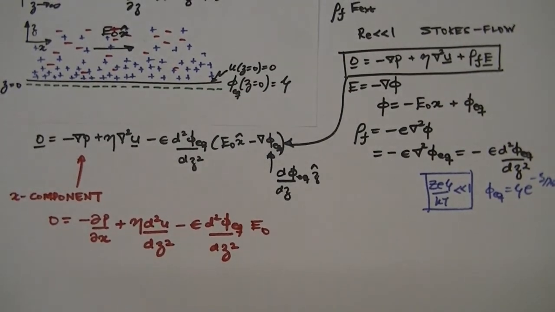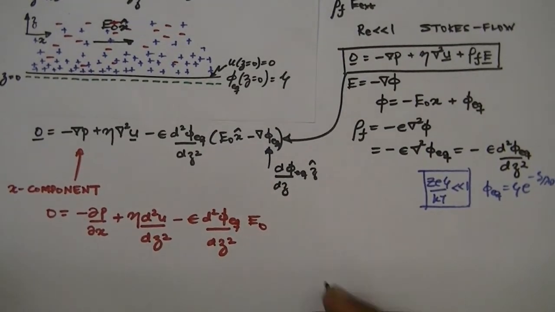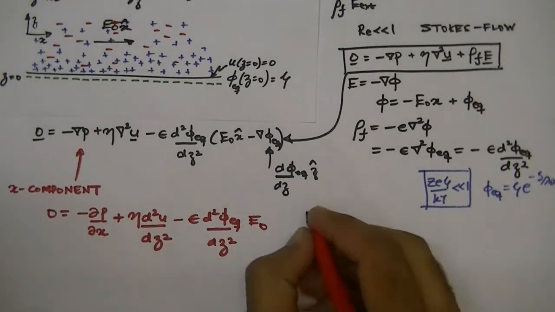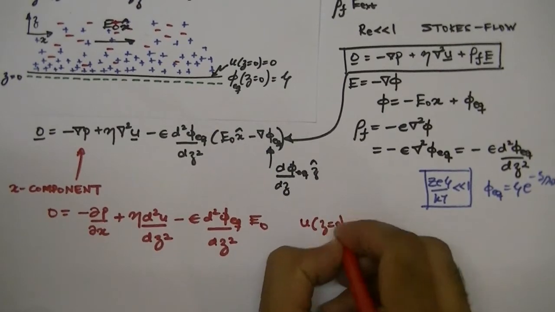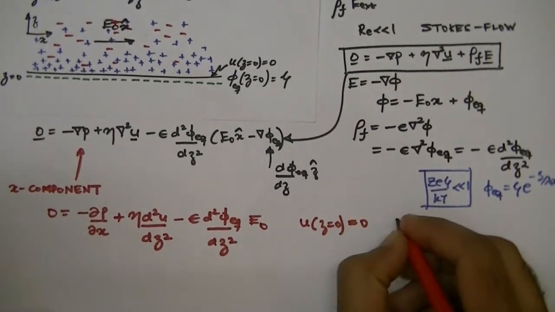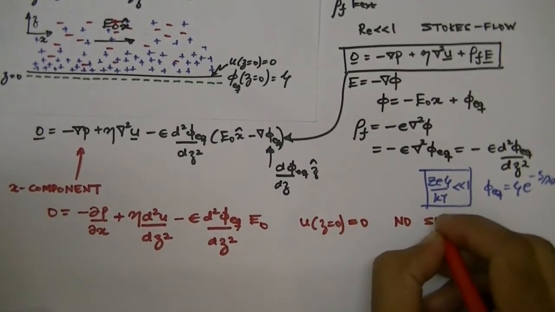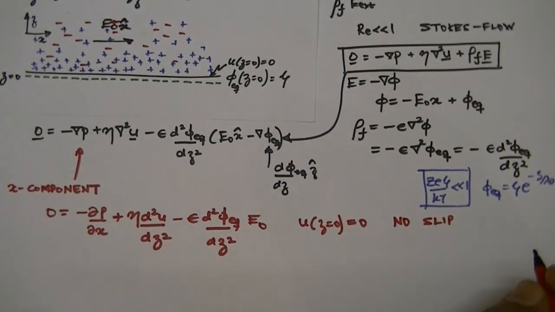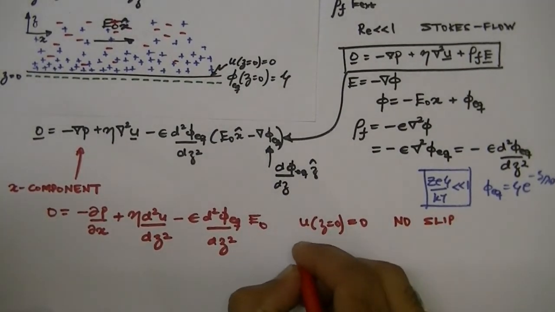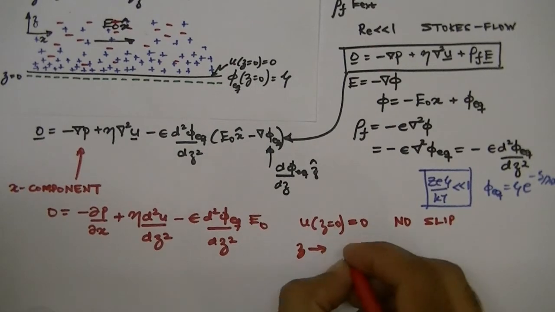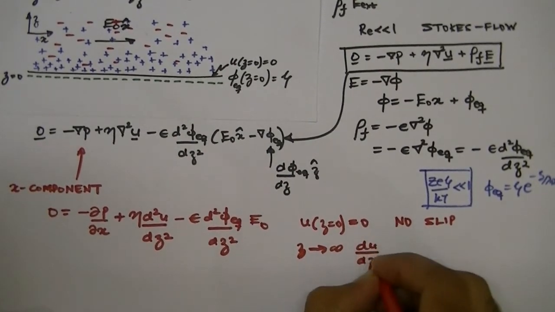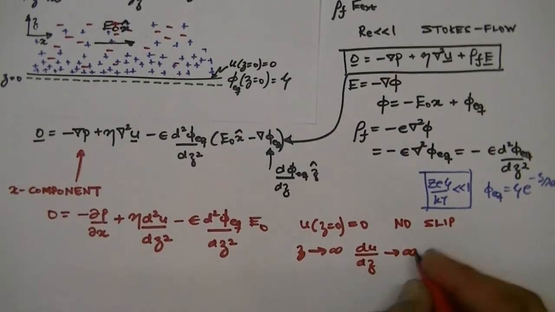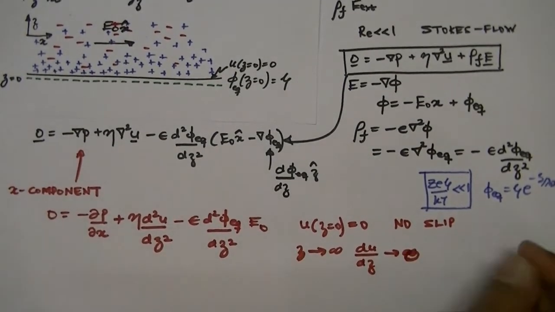So this is the governing equation that we want to solve with the boundary conditions that u at the surface is 0 due to the no slip boundary condition, and as z tends to infinity there is no gradient in the velocity.